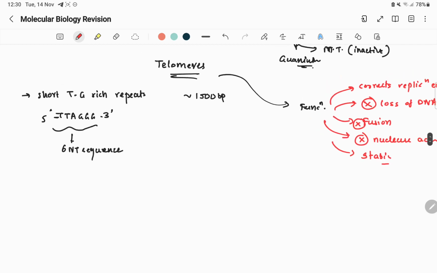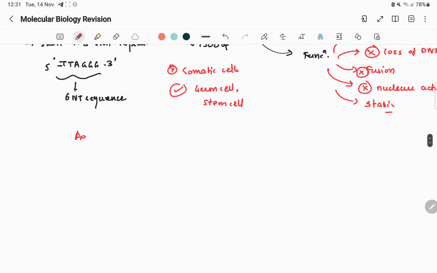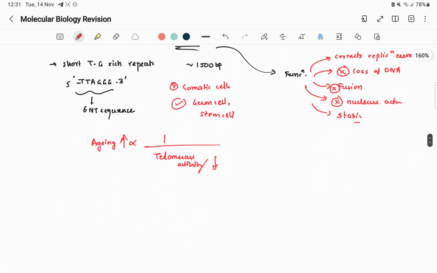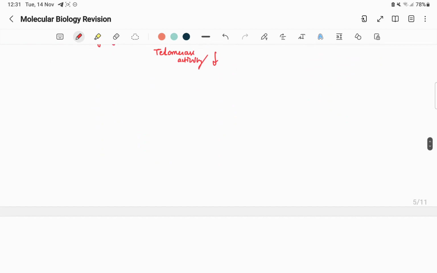Okay, it is absent in your somatic cells. It is not present in somatic cells, but it is present in germ cells and stem cells. Another thing is that aging is inversely proportional to telomerase activity. So if there is more aging, then the telomerase activity decreases. Okay, understood? So this is mainly about telomeres. Then we will move on to our core topics.